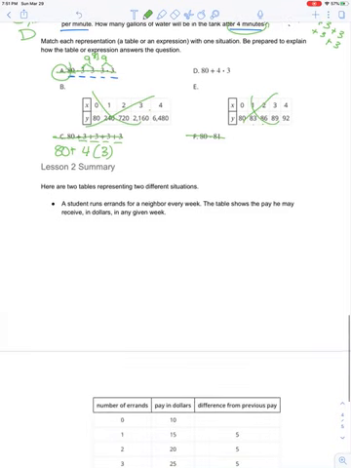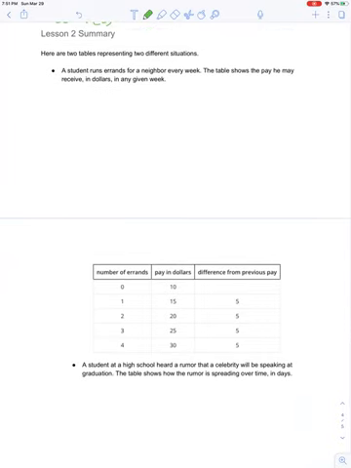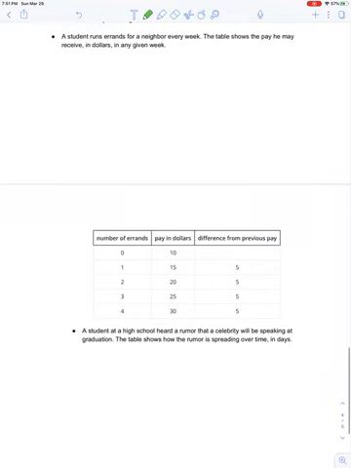All right, lesson 2 summary. Let's kind of sum up what we did in this lesson. Here are 2 tables representing 2 different situations. A student runs errands for a neighbor every week. The table shows the pay he may receive in dollars any given week. So number of errands, pay in dollars, and so difference from the previous pay is all $5.